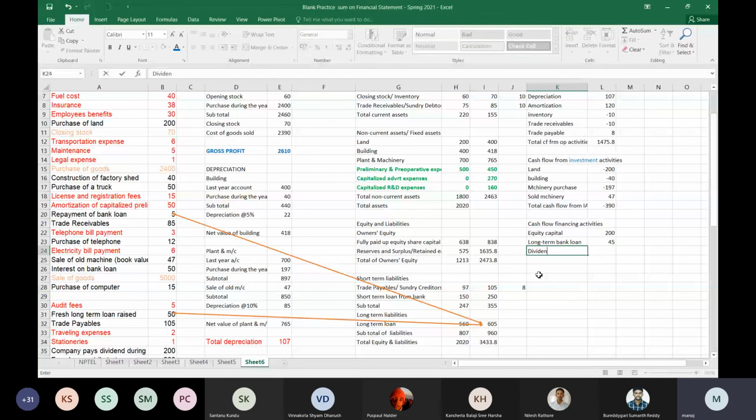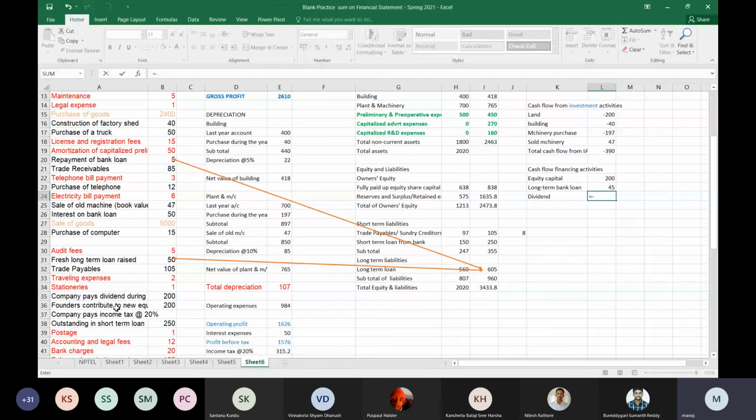And then dividend payment. We have paid some dividend and that has gone away from the company. So this is equal to minus whatever is the dividend. Company pays dividend of 200. Done. So minus 200. I think there's nothing more. Equity capital, long term. No, there is a short term loan.